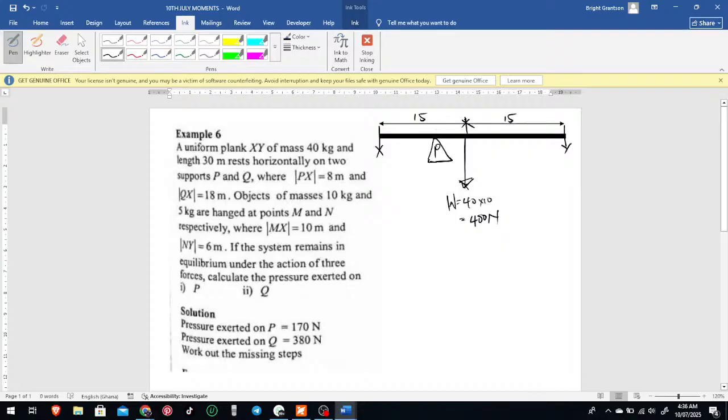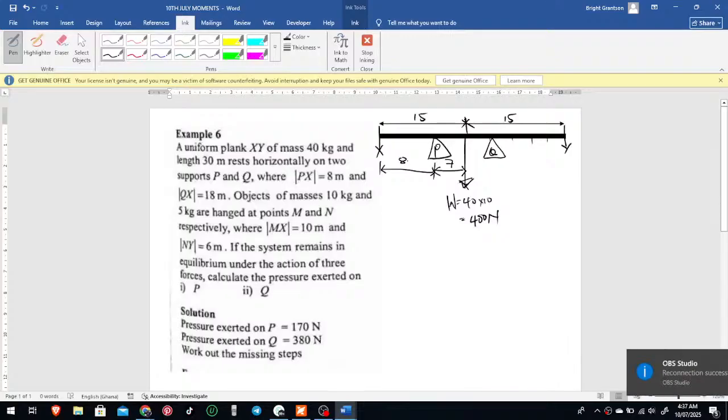Then Q to X is 80 meters. So it means, okay, I get it now. 15, 16, 17, 18, it will be around here. Because if here is 15, we can divide the 15 into 3. 1, 2, 3, 4, 5. 1, 2, 3, 4, 5.